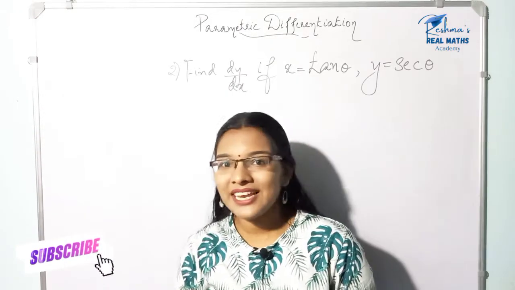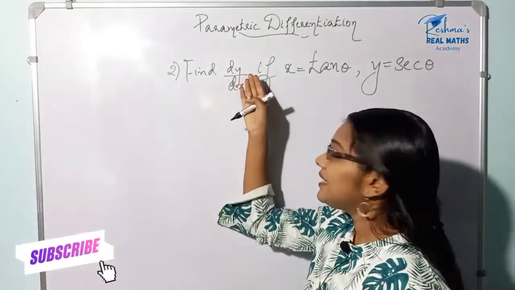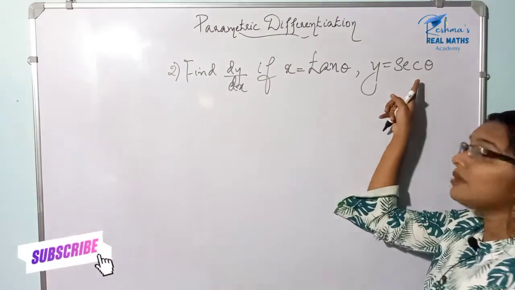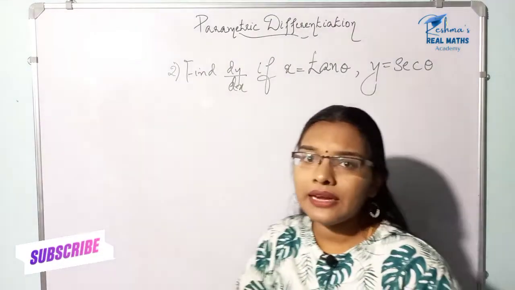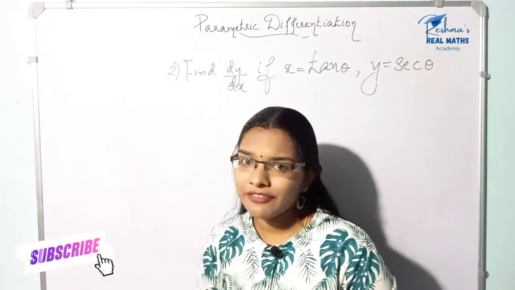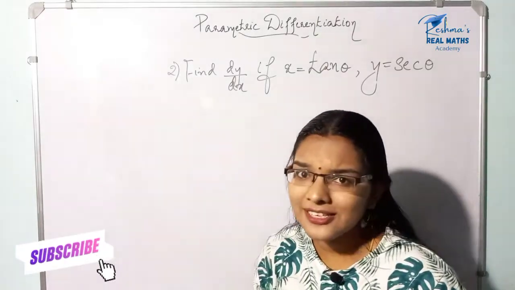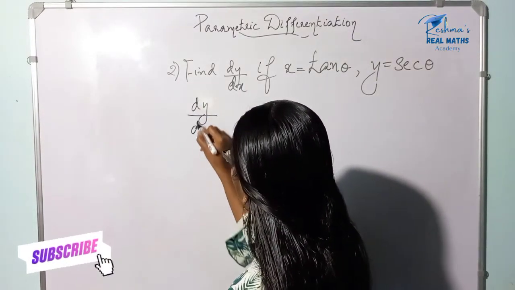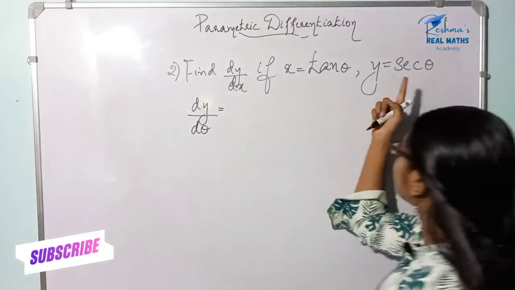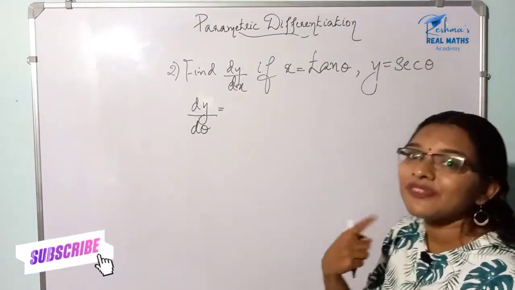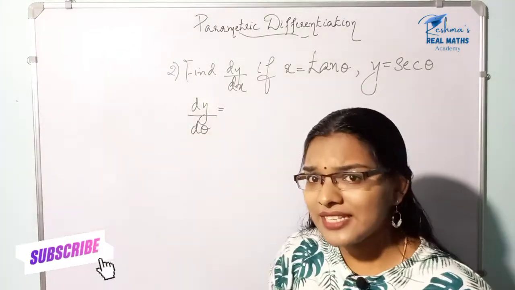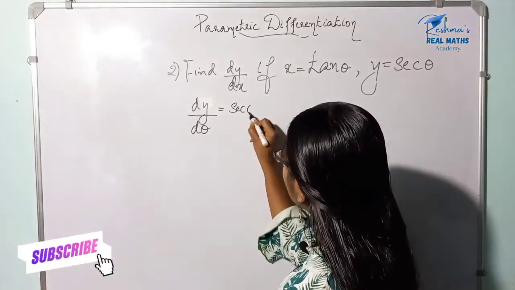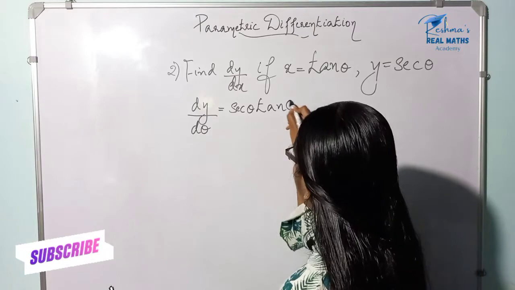Now let us move on to the second question. See, find dy by dx if x equal to tan theta, y equal to sec theta. So this is clearly a question of parametric differentiation, isn't it? So we can do the answer. First we can find dy by d theta. What is dy by d theta? We have to differentiate sec theta with respect to theta. What is the derivative of sec theta? It is sec theta tan theta. So dy by d theta equal to sec theta tan theta.